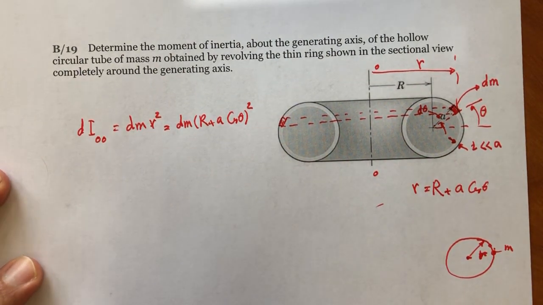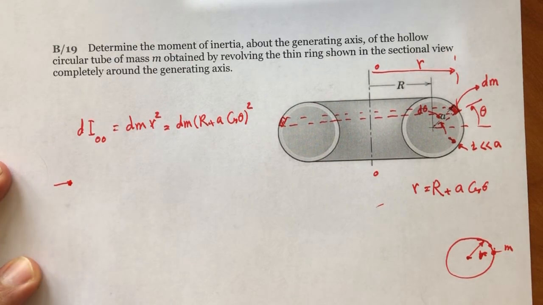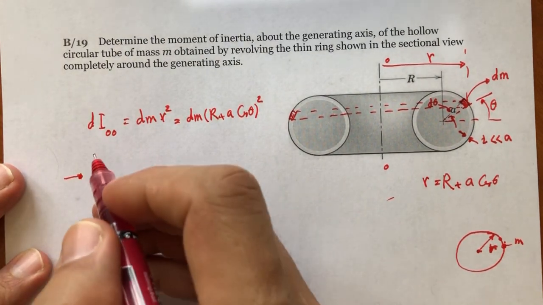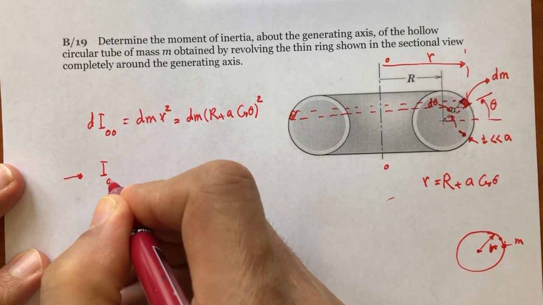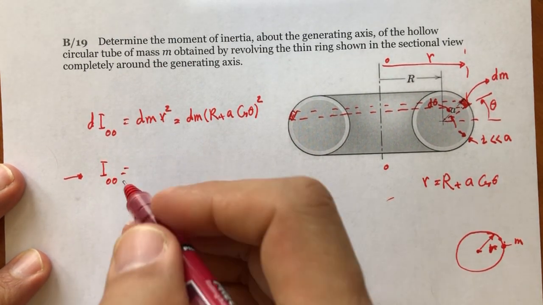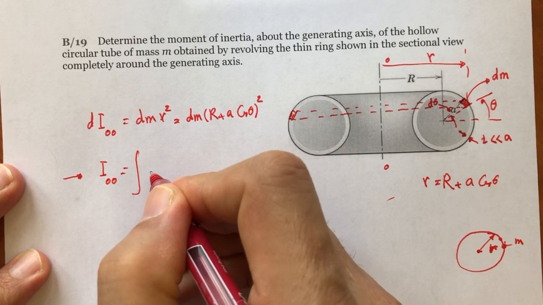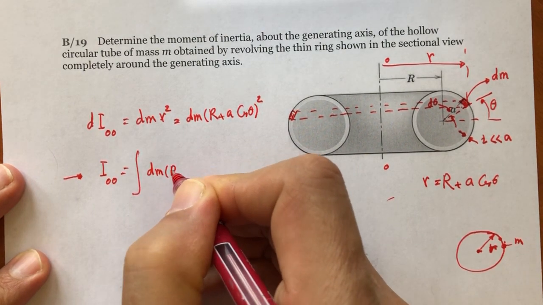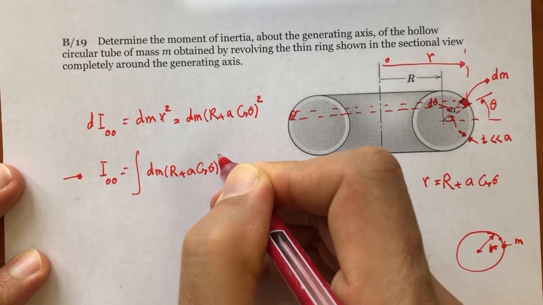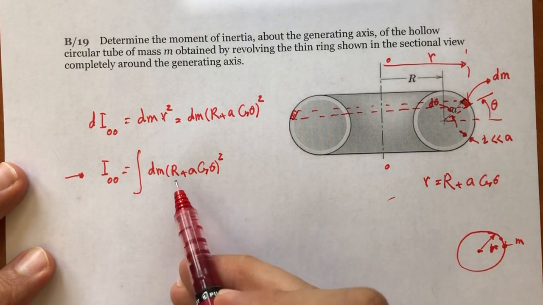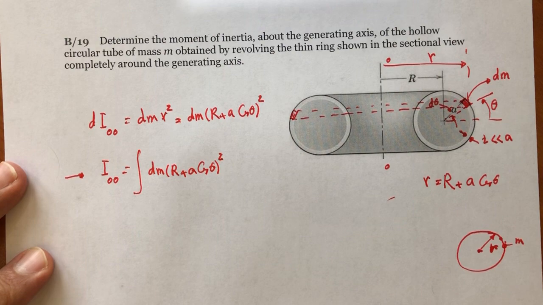That's the meaning of integral, right? So if I take the integral from both sides of this equation, integral of dI is I, and on the other side it's going to be integral of dm times (r + a cos θ)². But I cannot do this integral. I need to know what dm is.